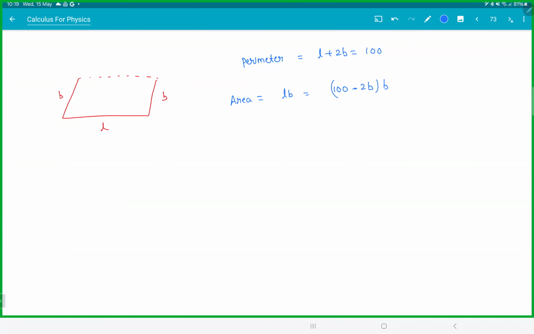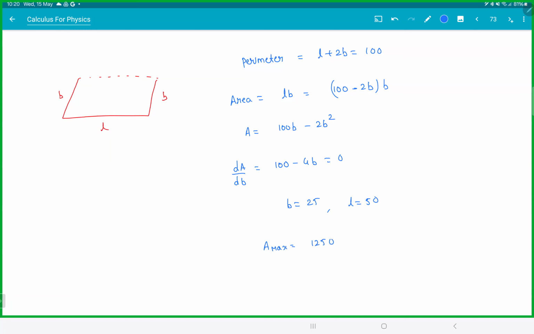So the main job in this is, if there are two variables, create one single variable from it. So we got A in terms of B: 100B minus 2B square. Then you're done, maximum minimum. So dA by dB, where B is the variable, is 100 minus 4B equal to 0. That means when the breadth is 25, obviously L will be 50, you get the maximum area. So max area will be 1250.